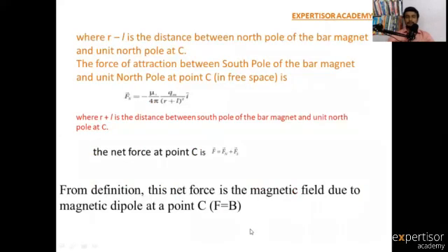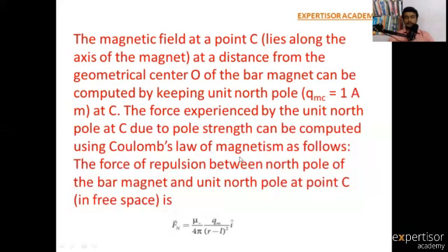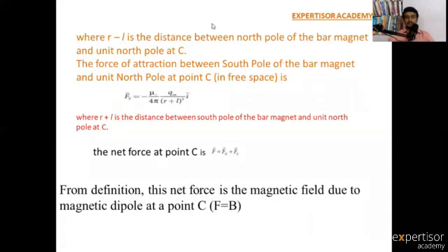At the same time, the force of attraction between the south pole of the bar magnet and the unit north pole at C. This force is given by the south pole, so it is negative. The south pole is always negative: minus mu naught divided by 4 pi into Qm divided by r plus L whole squared into i cap. Okay. The net force at point C is the force created by north plus the force created by south, so this Fn equation and this Fs equation.